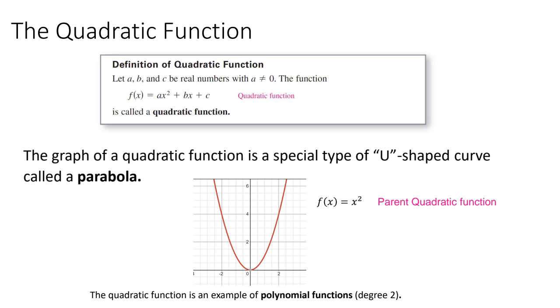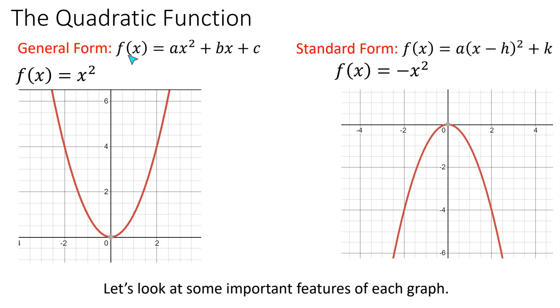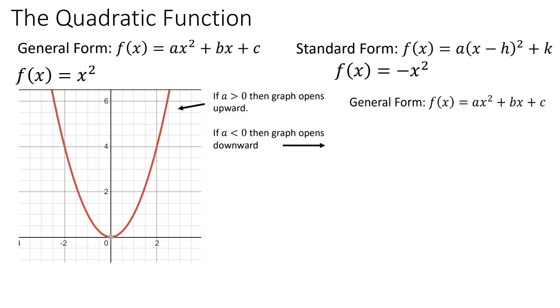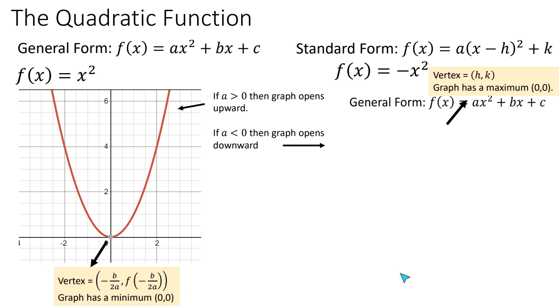We're going to look at other characteristics of this graph. As I mentioned earlier, this form is called your general form, and we can also write it as a standard form. If we look at these two graphs, one is opening up and one is opening down. Let's look at some of these features. If a, the coefficient in front of x squared, is greater than 0, then your graph is going to open upward. If it's less than 0, then the graph is going to open downward.